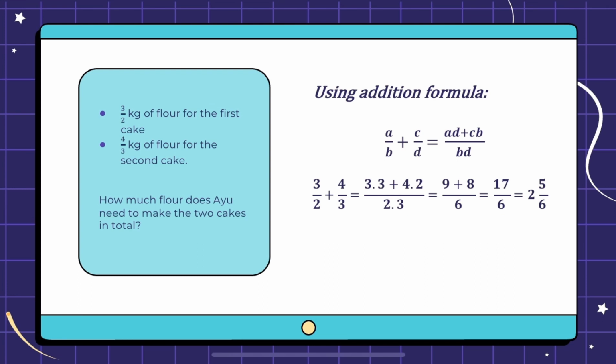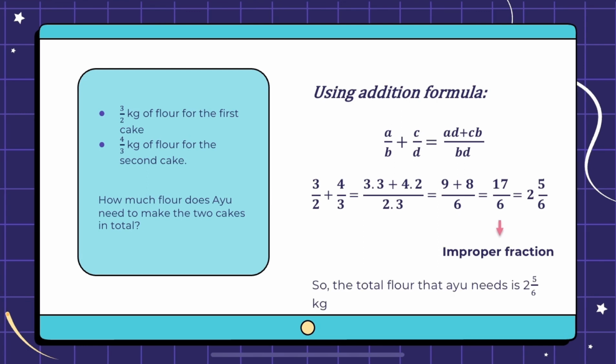Before we simplify 17 over 6 to 2 and 5 over 6, we know that 17 is larger than 6. If the numerator is larger than the denominator, we call it an improper fraction. So, the total flour that Ayu needs is 2 and 5 over 6 kilograms.